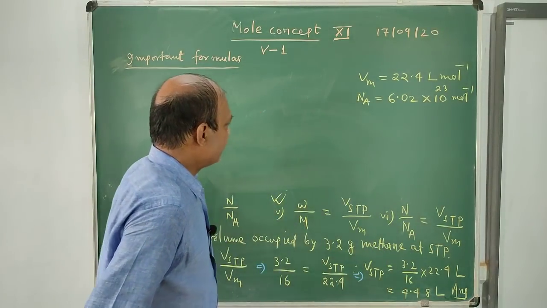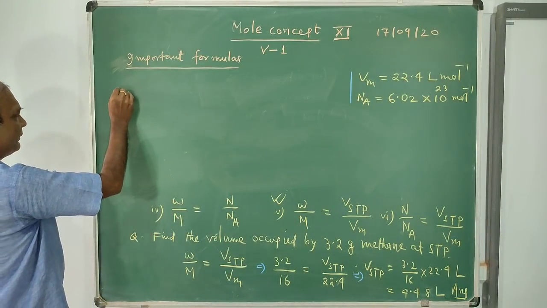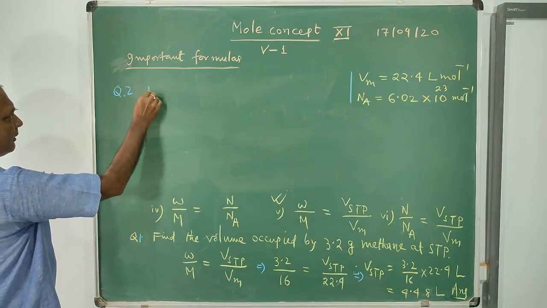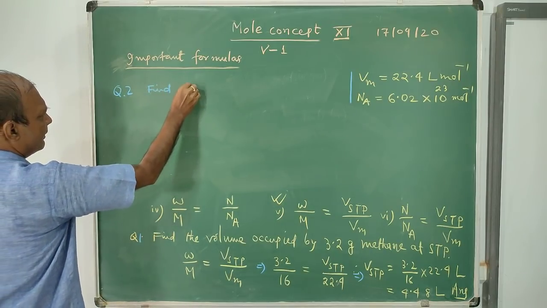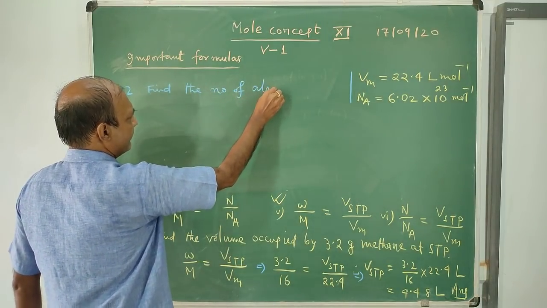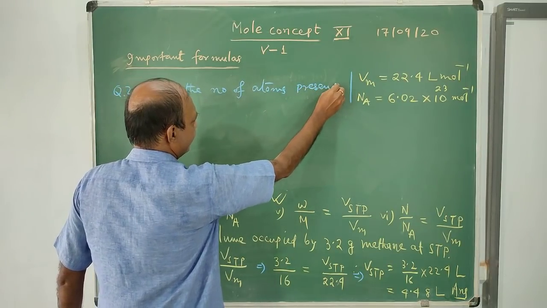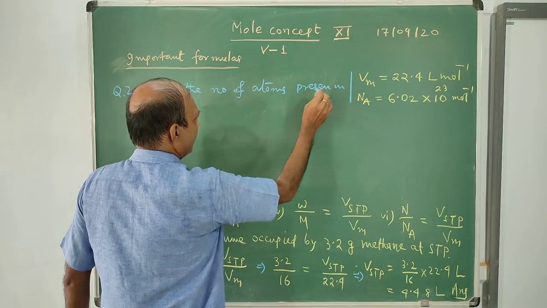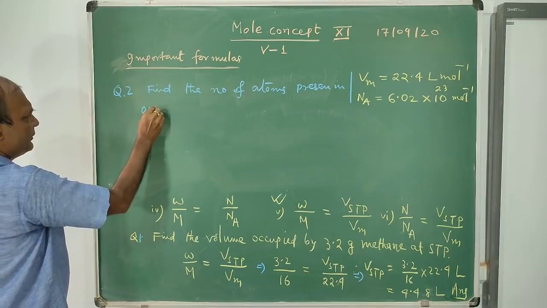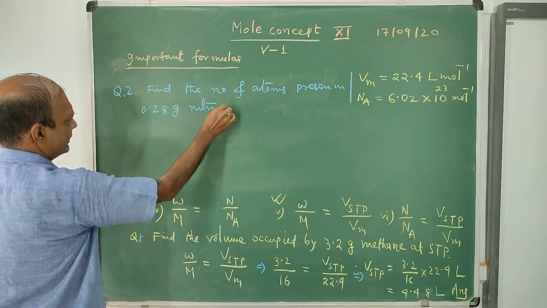See, here I am taking another example, question number 2. This is question number 1. Find the number of atoms present in 0.28 gram nitrogen.